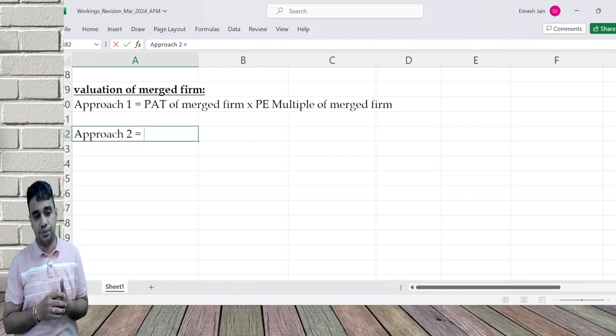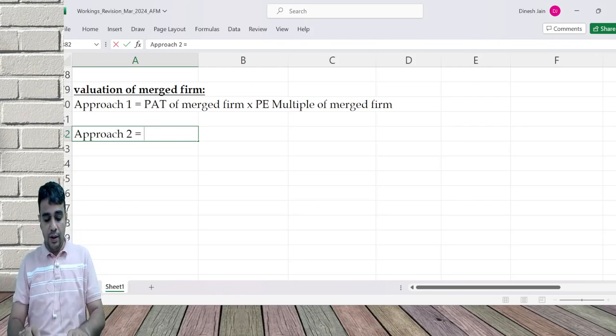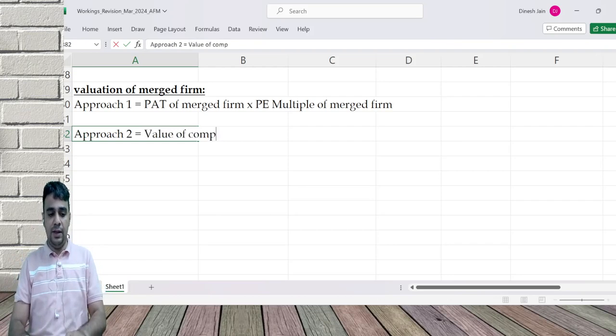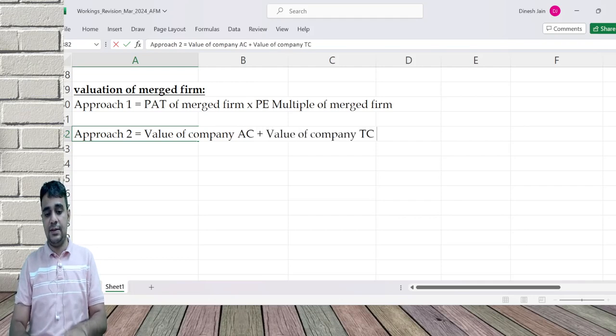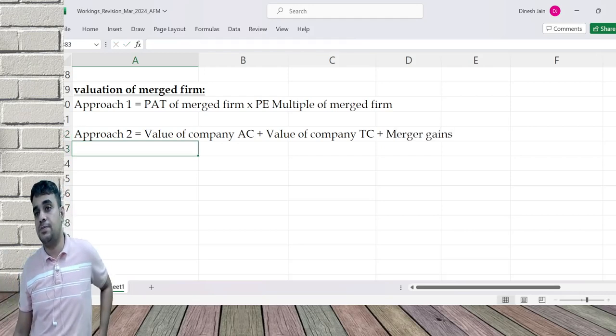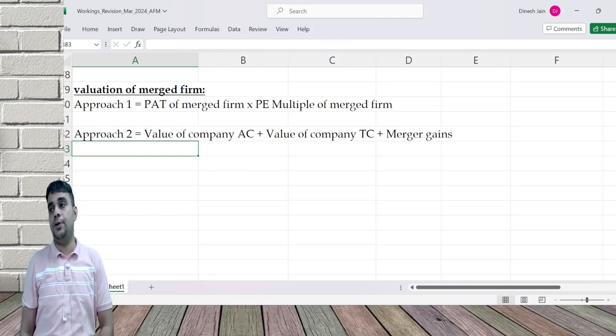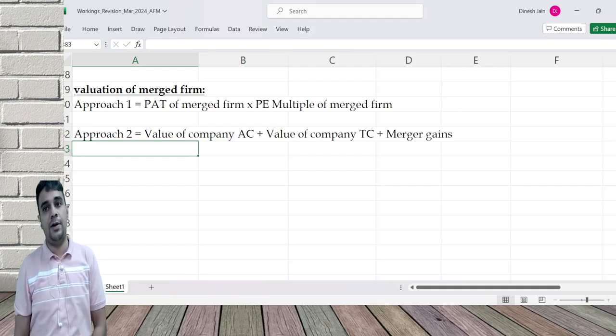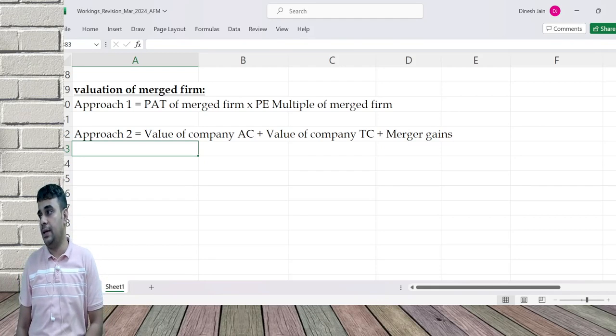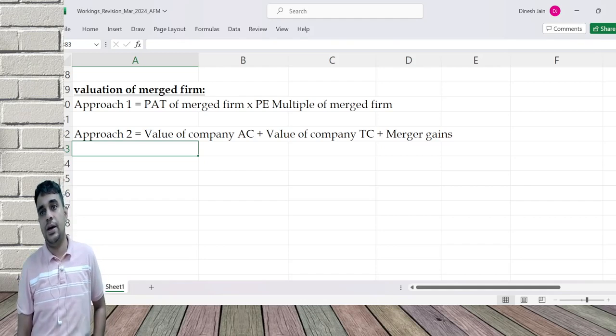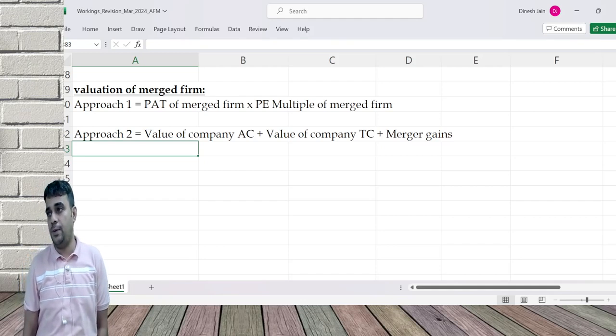Approach 2: value of company AC plus value of company TC plus merger gains. AC company value plus TC company value, add the merger gain. This is the second approach of valuation.